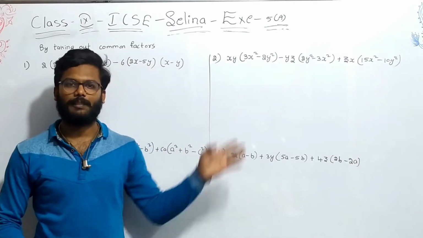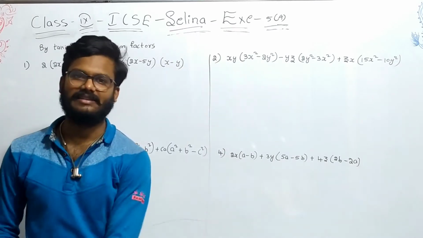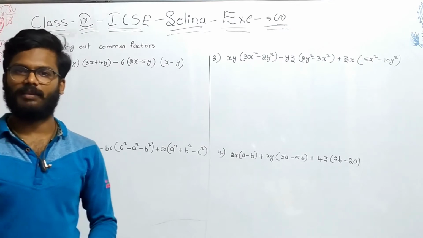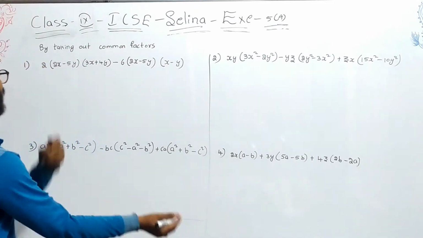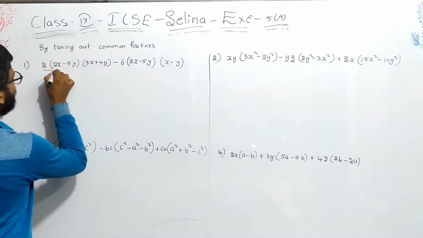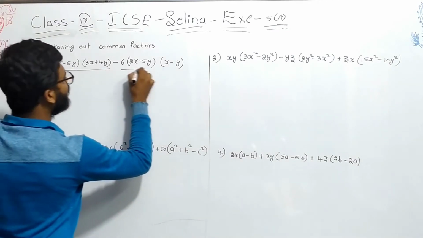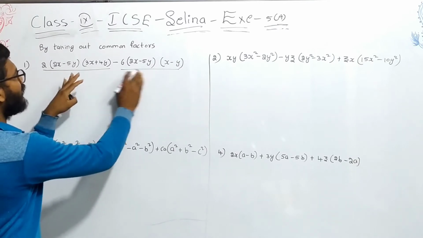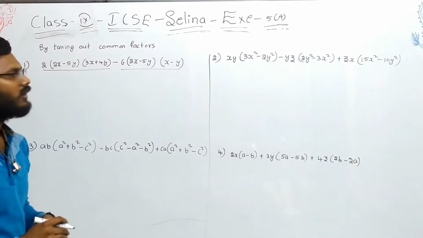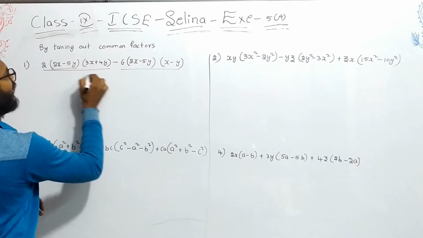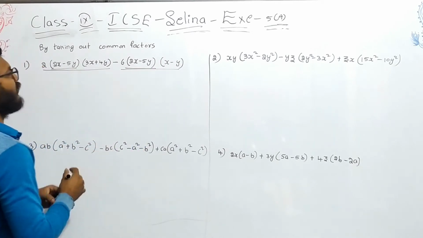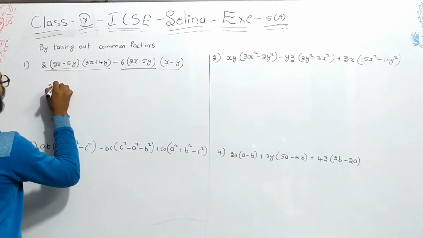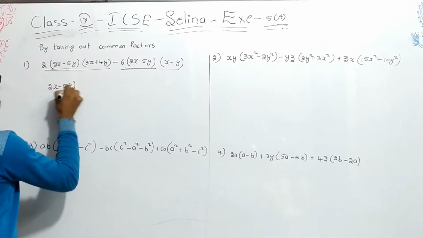Now let us solve the problems from 5A, class 9 ICSE Selina. The first four we have to solve by taking out common factors. Let us see how to do them. See here, there is multiplication between these three. This is a single one and this is one. So we have to see whether there is any common thing in these two first. So 2x minus 3y is a factor of this one, and 2x minus 5y. Sorry, 2x minus 5 and 2x minus 5y is there, right? So I can take out 2x minus 5y from both.